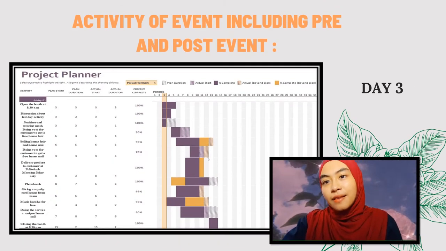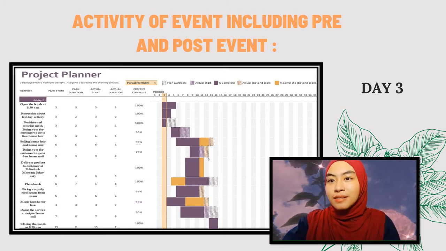For the last day activity on 8 May 2021, of course, we discussed the last day activity, and then we open the booth at 8:30 a.m. in the morning. Surely, we always sanitize our hands and wear a mask. The next activity includes a voting for customers to get a free henna hair. Next, we continue selling our henna hair and henna nail to our customers.